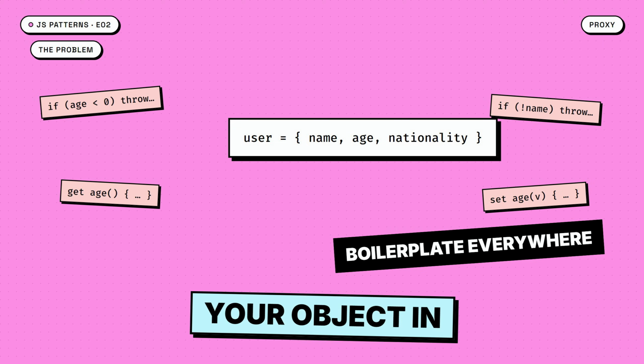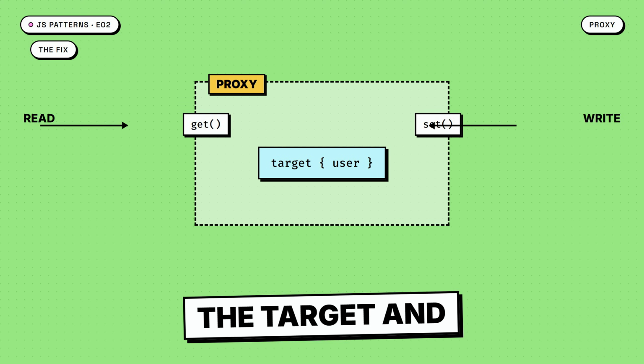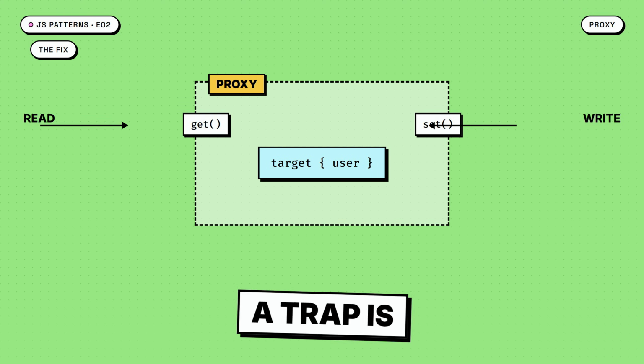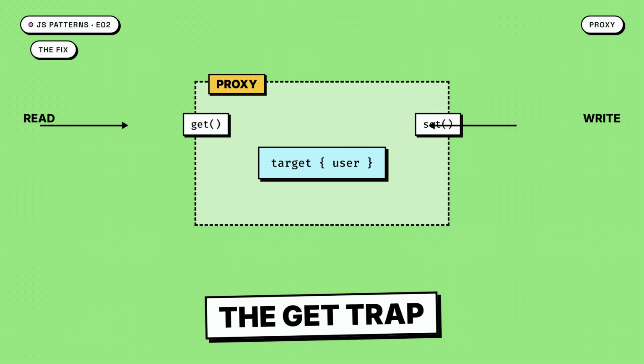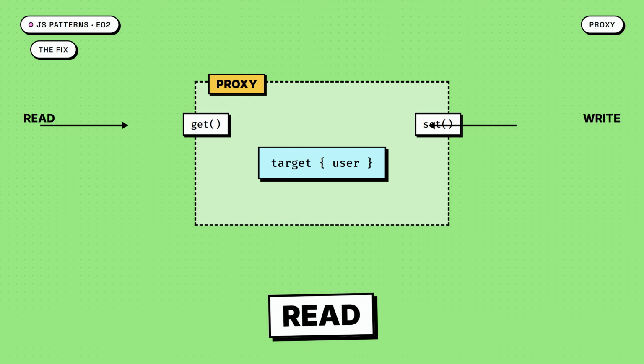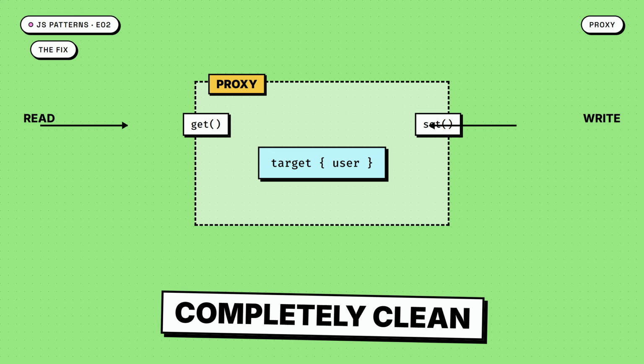A proxy wraps your object in an invisible control layer. You pass it two things, the target and a handler full of traps. A trap is just a function that runs when someone interacts with the object. The get trap fires on every read. The set trap fires on every write. Your logic runs first, and the original object stays completely clean.